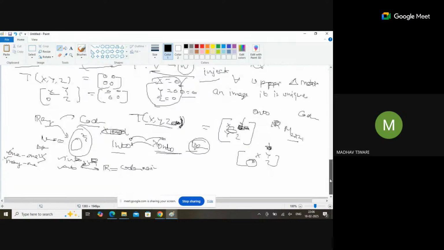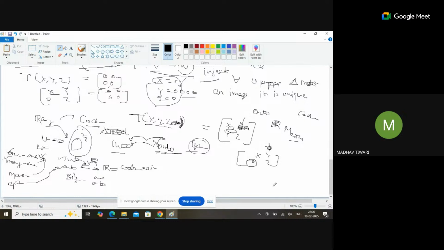Next, the terms that they use in most of the books: monomorphism means the same as injectivity or one-one. Epimorphism is surjectivity or onto. Bijectivity means both one-one and onto. So these are terms you can read. There are a lot of names given for the same thing, so don't get confused with these terms.